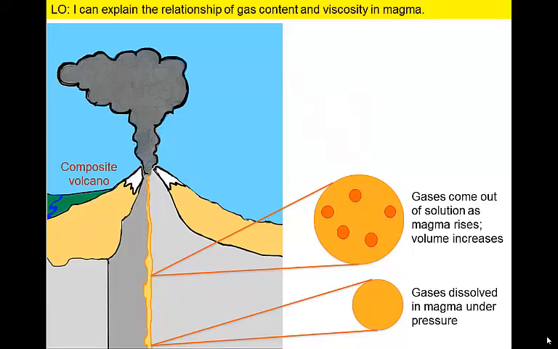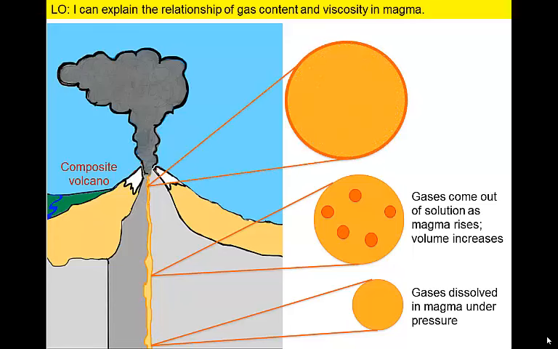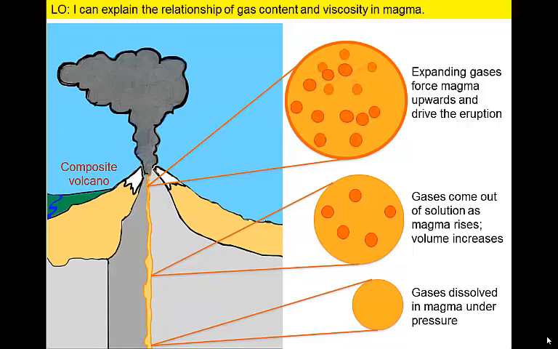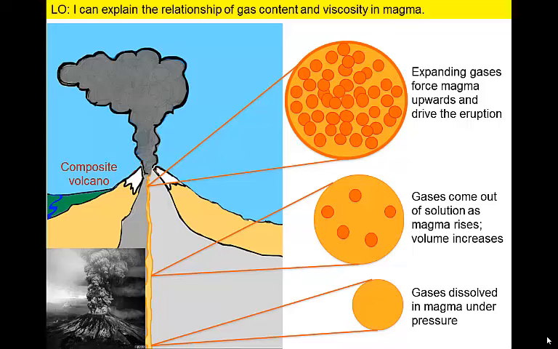In contrast, higher viscosity magmas of intermediate or felsic composition trap gases, causing pressure to build up internally and eventually producing a violent eruption. Eruptions of these magmas are commonly associated with composite volcanoes and are characterized by tephra blasted high into the air.